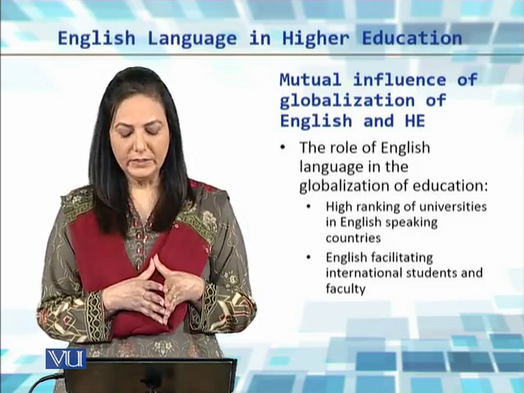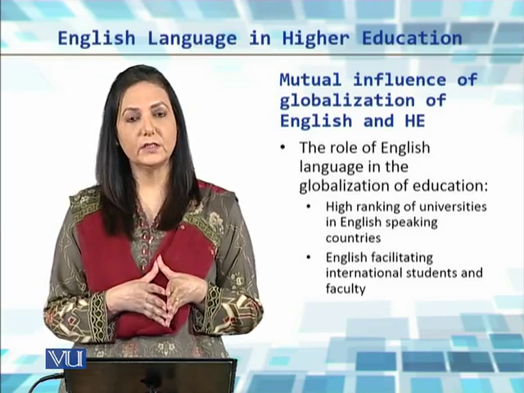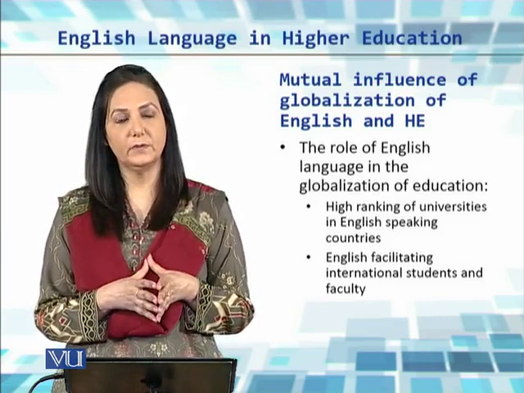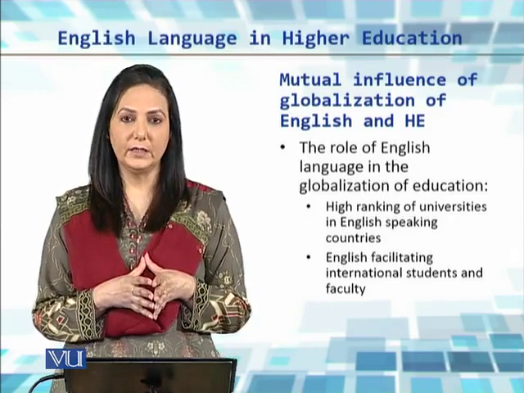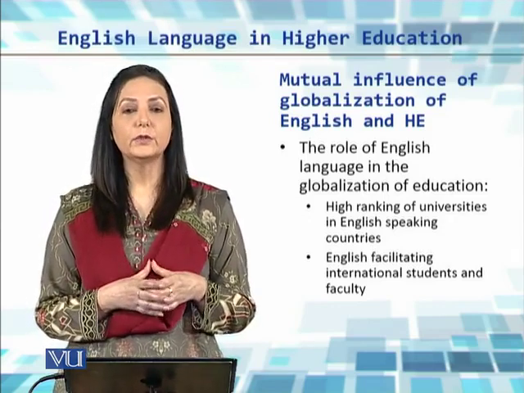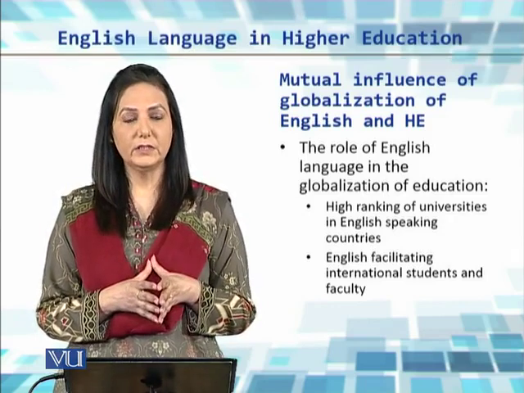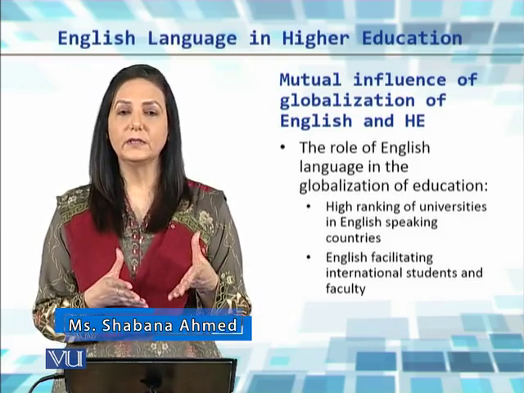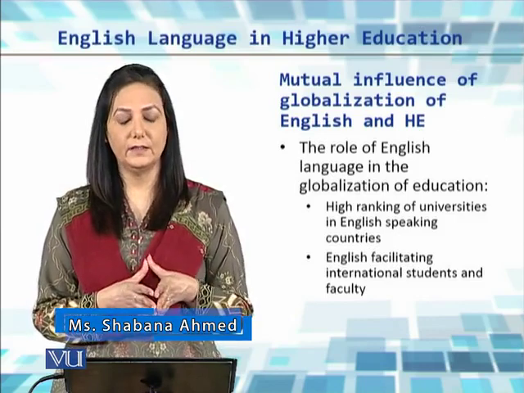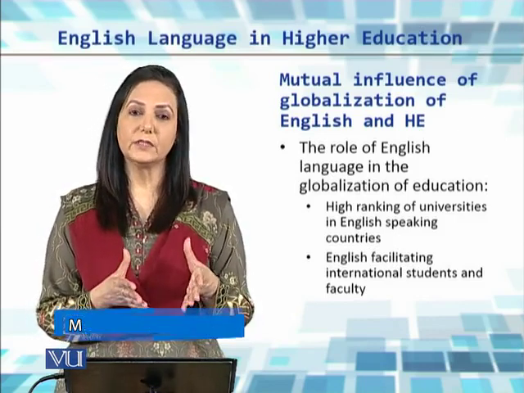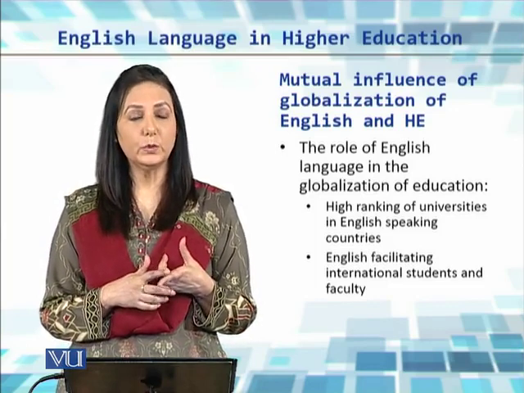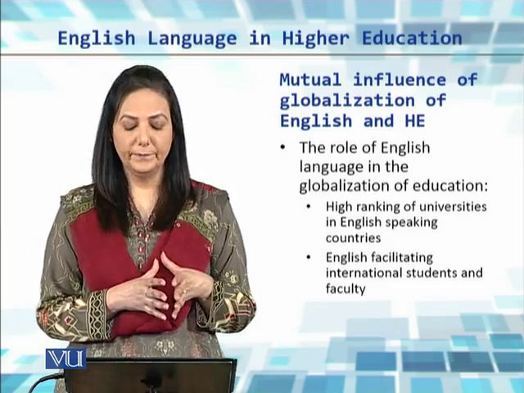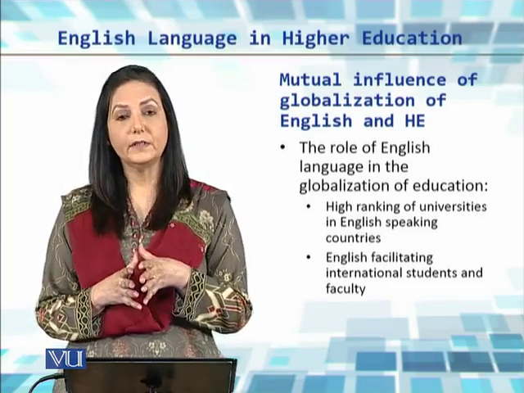As far as the role of English language in the globalization of education is concerned, we see that most of the top-ranking universities of the world are located in English-speaking countries. According to several reports, 2/3 of the top 100 universities in the world are either located in the USA or the UK or some other English-speaking countries such as Australia, Canada, etc. For example, universities like Harvard, MIT, UC Berkeley, Cambridge, Oxford, Warwick, all these universities are either located in the UK or the USA.